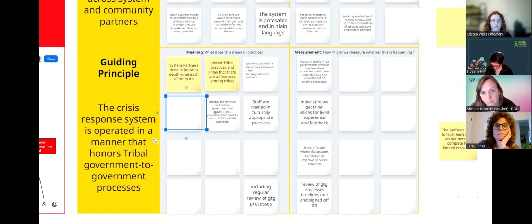And then we have in the measurement area, regularly asking tribal governments whether they feel these processes match their understanding and expectations of existing processes. Making sure we get tribal voices for lived experience and feedback. Have a forum where discussions can occur to improve services provided. And review government to government processes timelines met and signed off.